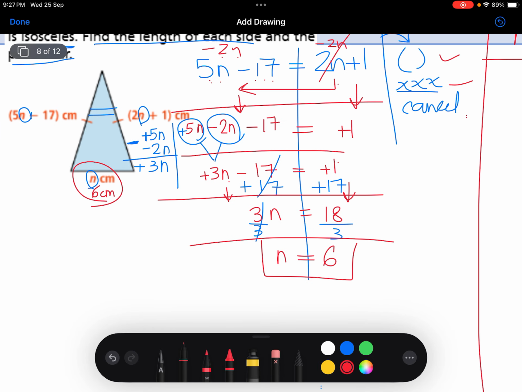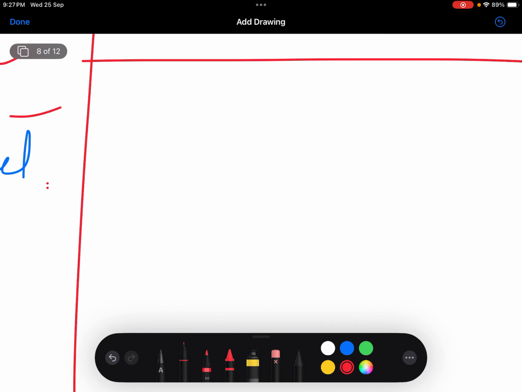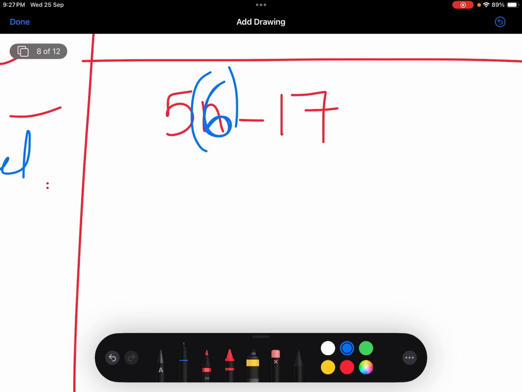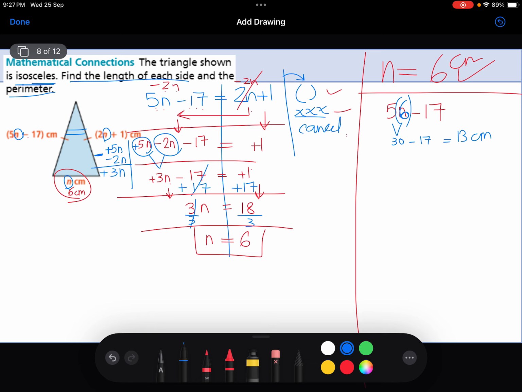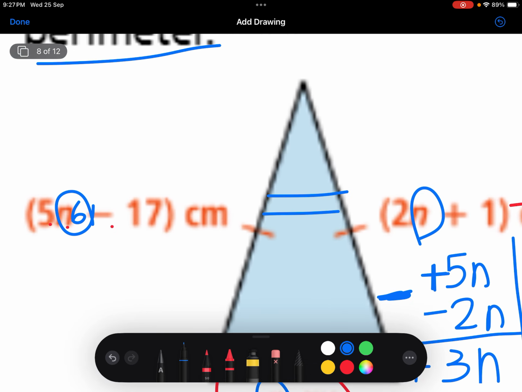The other side is 5n minus 17. Yeah, I'm gonna write it here. 5n minus 17. And I found n as 6. Just multiply. 5 times 6 is 30, minus 17 is 13 centimeter. I found the other side. So instead of n, I put 6 and multiplied. 5 times 6 is 30 minus 17. So this is going to give me 13 centimeter.